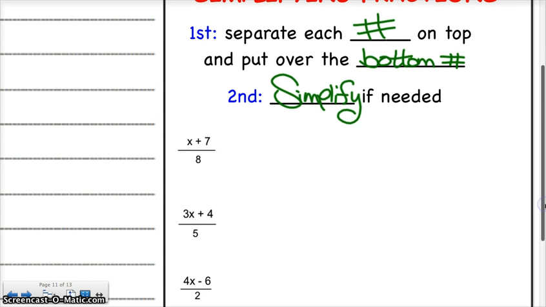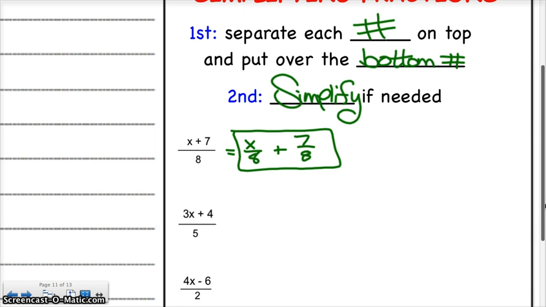So, according to my steps, I need to first separate each number on the top and put it over the bottom. So I have an x and a 7. This turns into x over 8, each number on the top, plus 7 over 8. Done. Why did I do that? I don't know, just for fun.